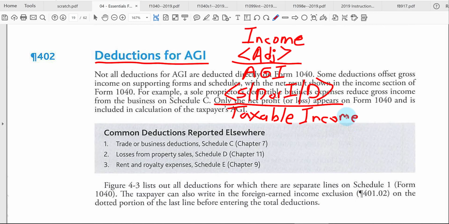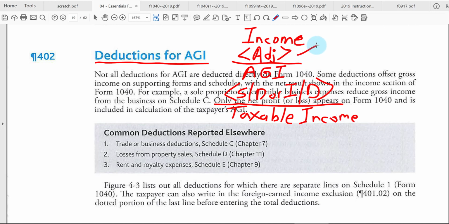And then, of course, we subtract out credits that we have covered back in chapter 2 and prepayments to get the overall overpayment, maybe refunded, or amount due. Okay, so now we're focusing on right here, these adjustments.